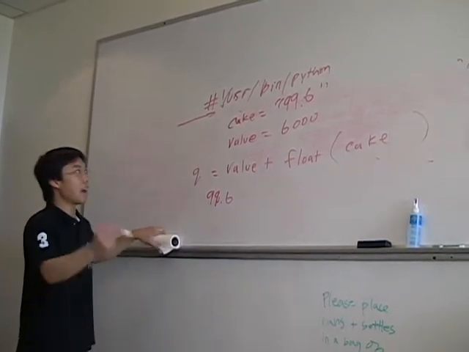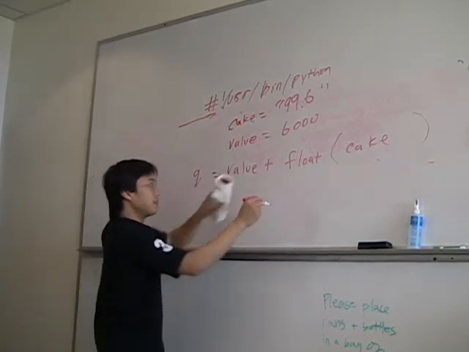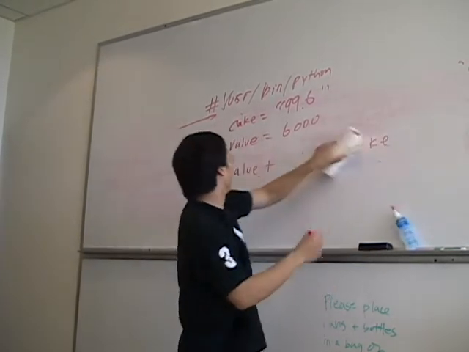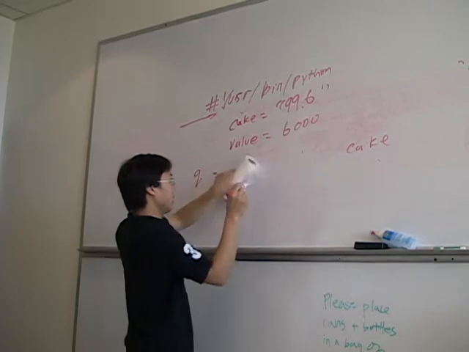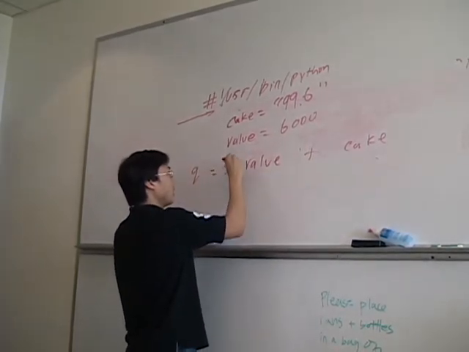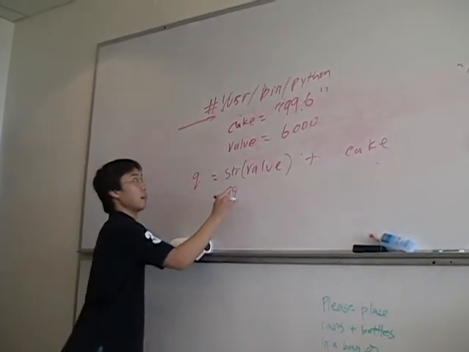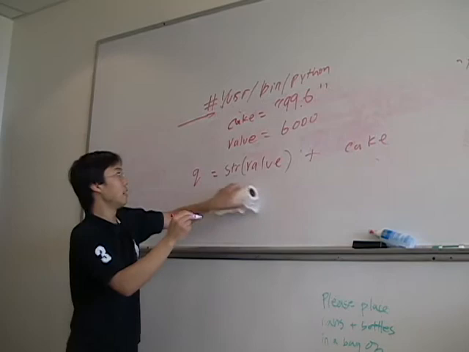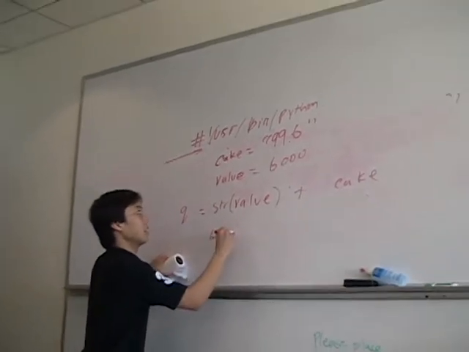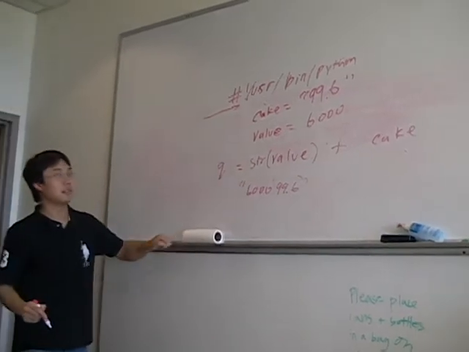Or if you want to add more work, you just do this. Value plus cake, str value. So that's going to give you 6,099.6. Right?